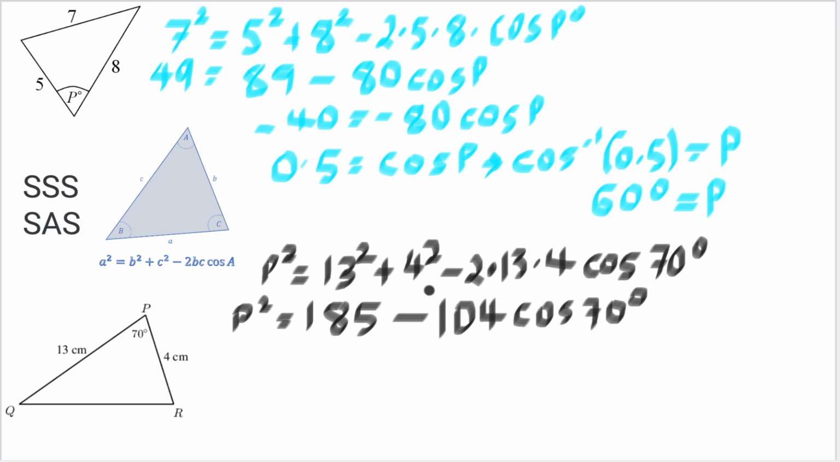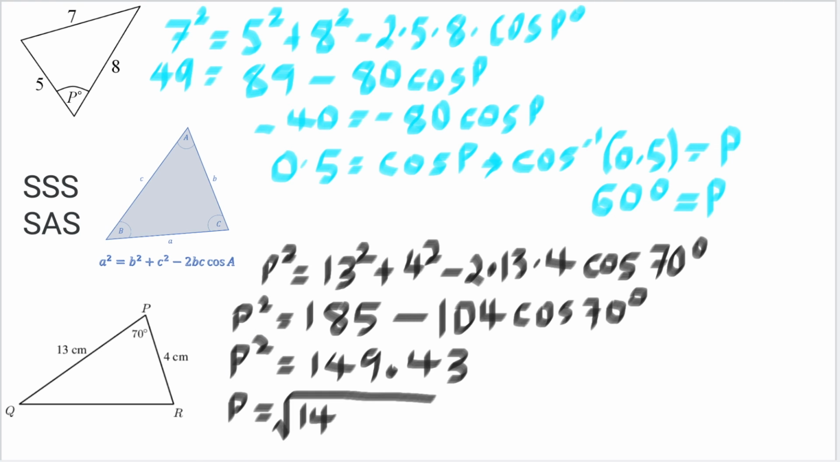And then here we're going to use our calculator to simplify this entire computation. So P squared is equal to 149.43. The inverse function of squared is square root. So when you take the square root of 149.43, your answer is going to be 12.22 centimeters. And that's the length of QR.